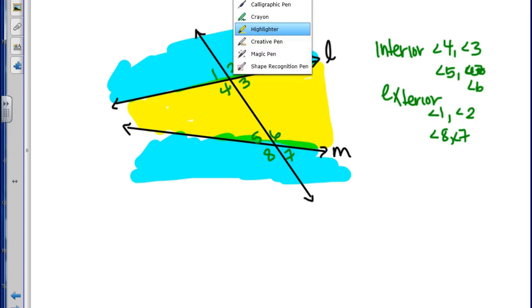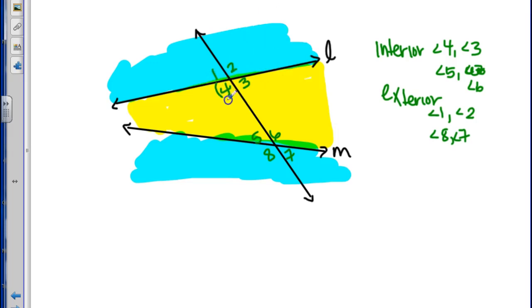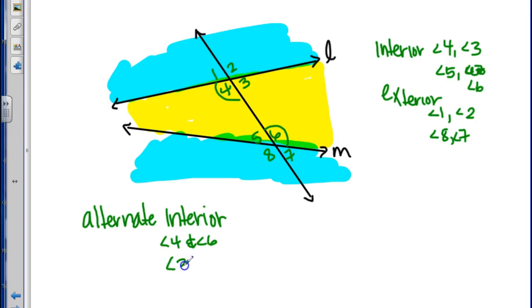All right, now we're going to talk about relationship with the transversal. There are some angles here, this angle and this angle. They are called alternate interior angles. So they're inside the lines and they jump across, they alternate sides of the transversal. 4 is on the left side, 6 is on the right side. So alternate interior angles would be angles 4 and 6, and then also angles 3 and 5. Those two angles also alternate the transversal.